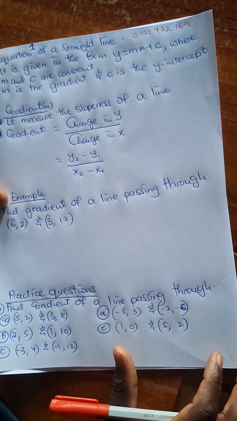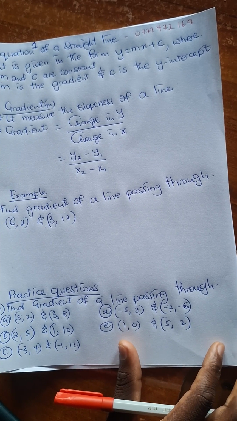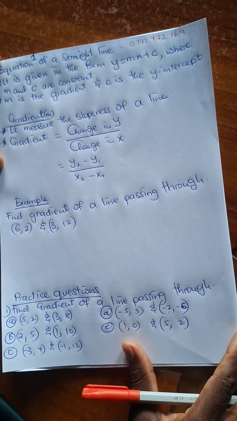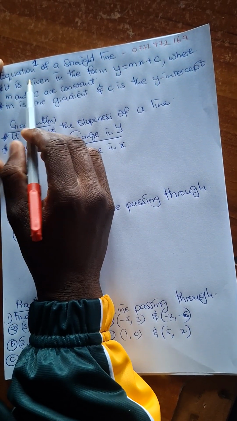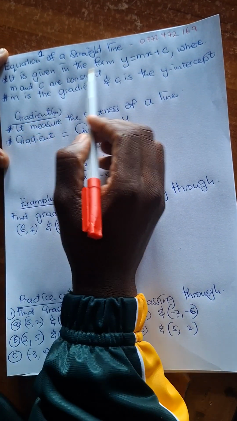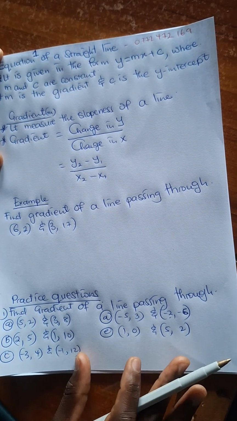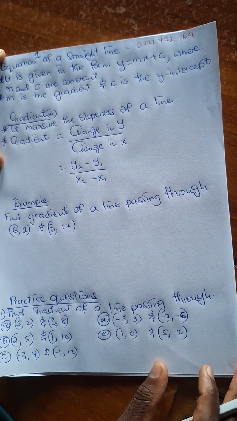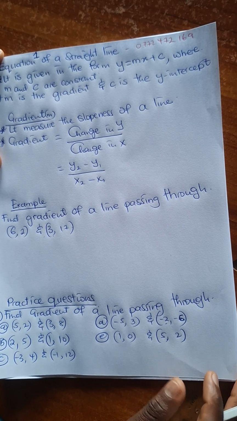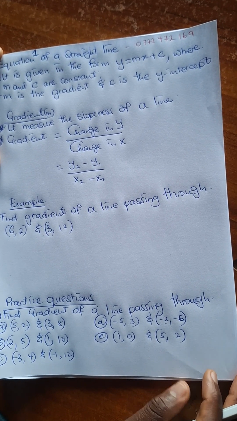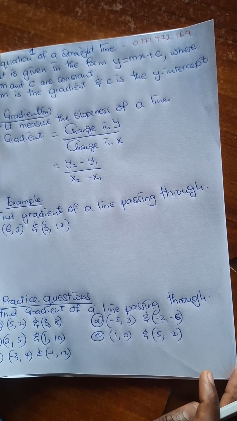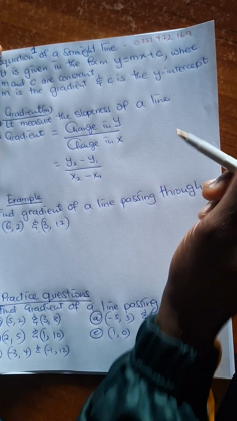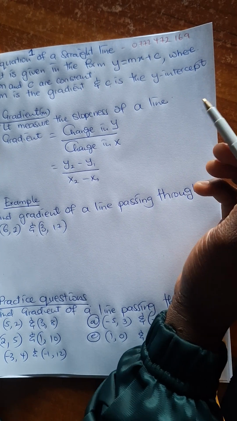Okay, so today we want to talk of equation of a straight line. So equation of a straight line is given in the form y is equals to mx plus c, where m and c are constants. So when we are saying m and c are constants, we are just saying m and c are just numbers, right? Are just numbers.